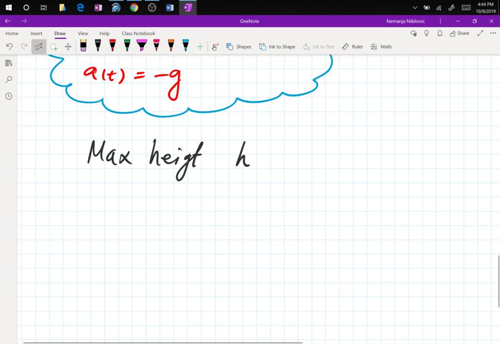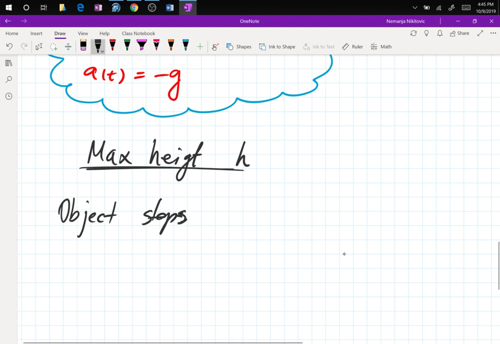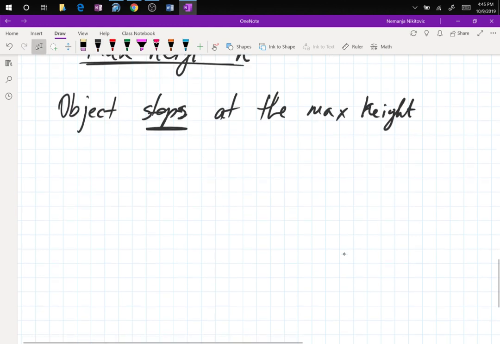So for the max height, the object stops. At the max height. And that is very important, the fact that the object stops.